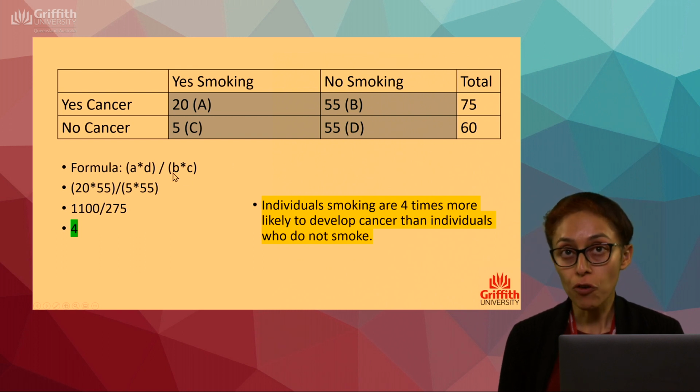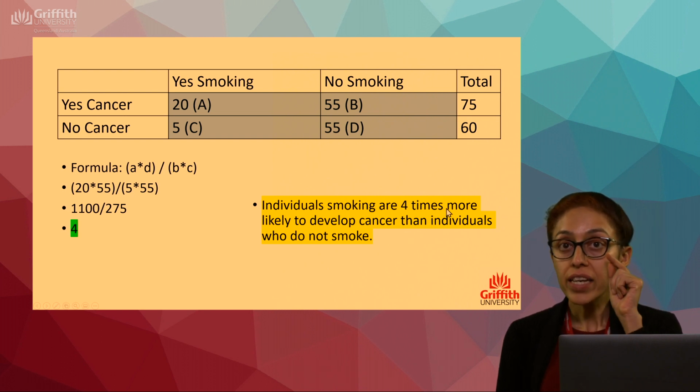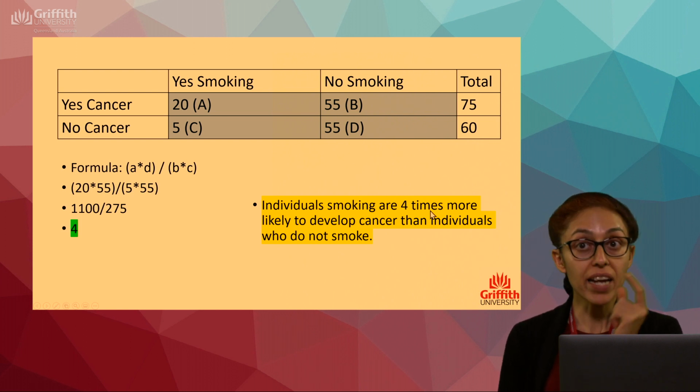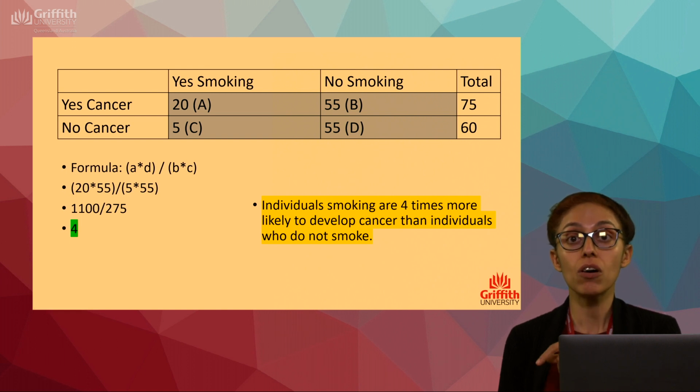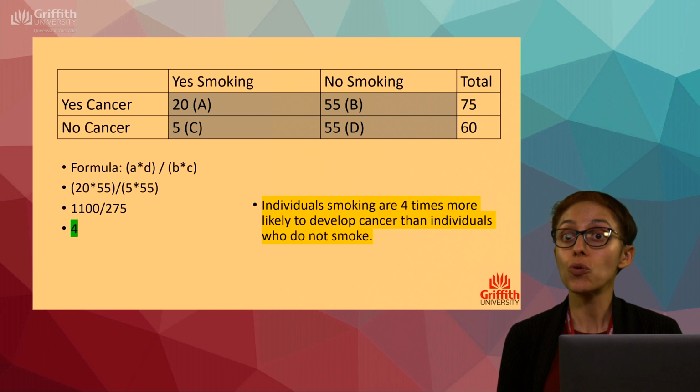You have the formula over here and I have coded this for you, A, B, C, D. So you have cross multiplication, very simple, A into D and B into C, and you get the number 4. So individuals smoking are 4 times more likely to develop cancer than individuals who do not smoke. Can you look at my mistake over here? Should I have used the term times, or should I have used the term odds? The odds of an individual developing cancer who is smoking are 4 times more than those who do not smoke.